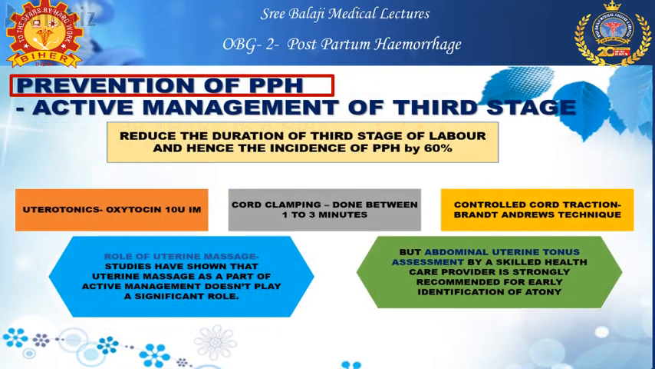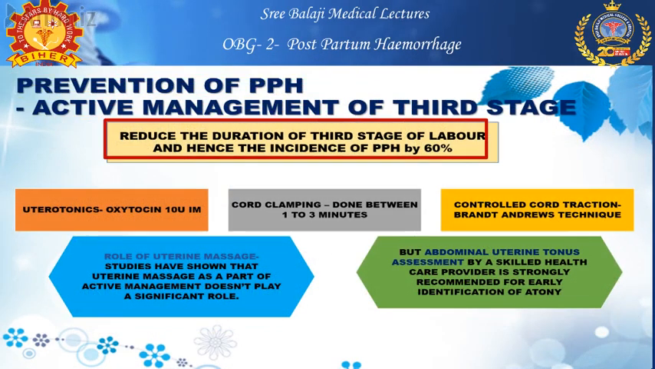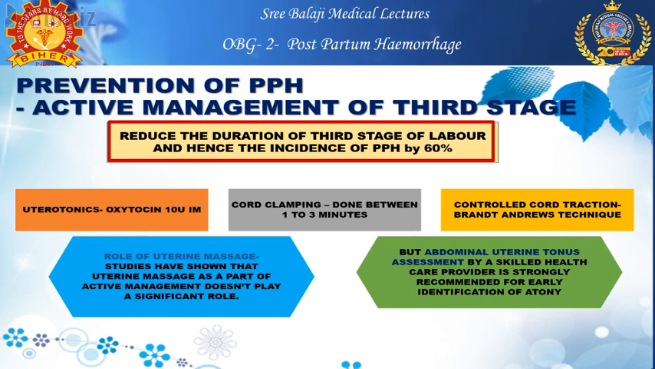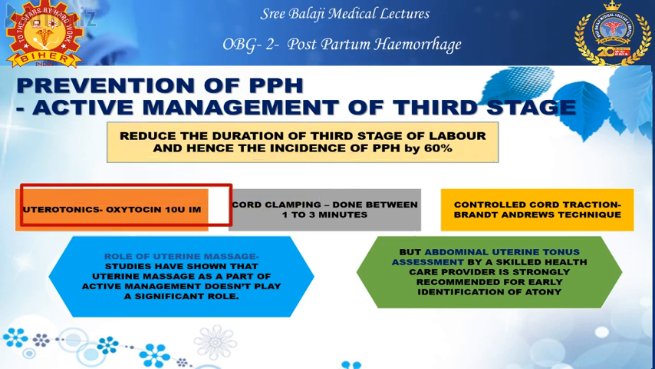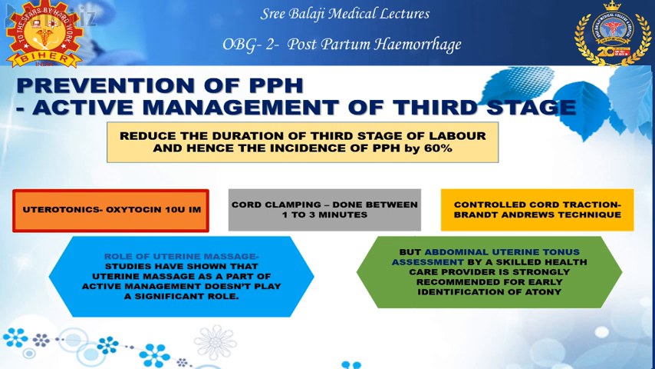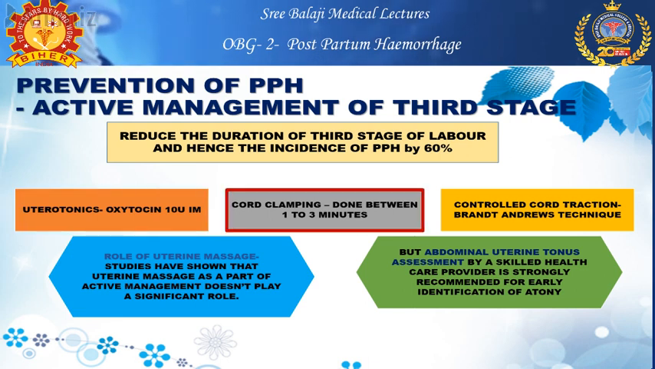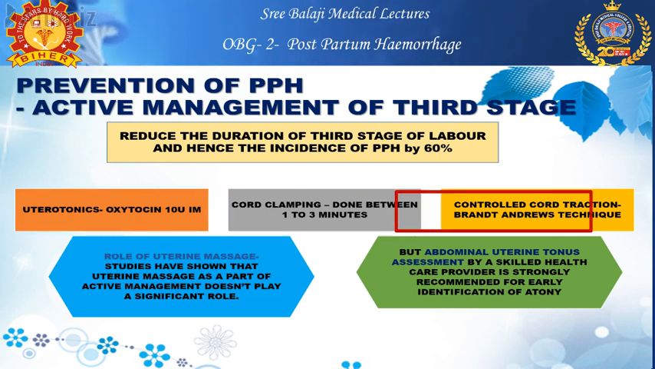How to prevent PPH? WHO suggests all women in labor during the third stage should be managed by active management. It reduces the duration of the third stage of labor and hence the incidence of PPH by 60%. The components of active management are uterotonics, oxytocin 10 units IM given, delayed cord clamping between 1 to 3 minutes, and controlled cord traction by the Brandt-Andrews technique.